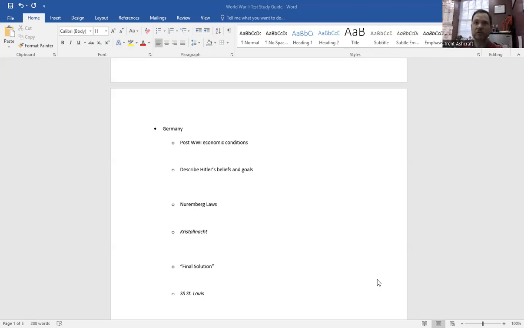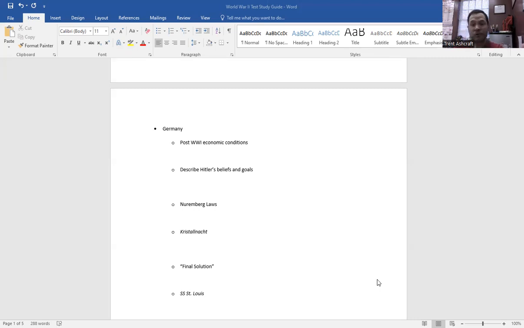Hitler's final solution for the problem that he faced was, of course, the Holocaust, the rounding up of Jewish people and others and sending them to concentration camps to ultimately die.